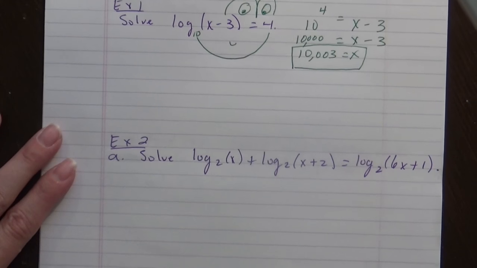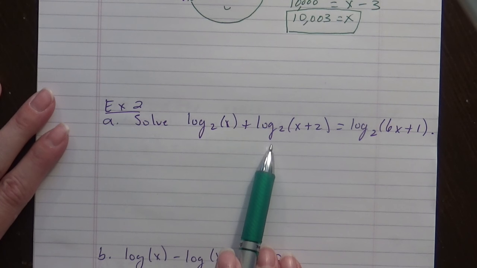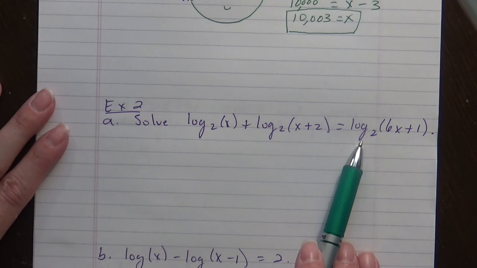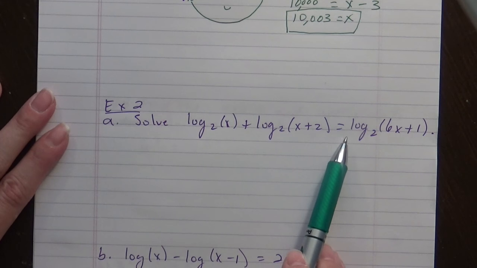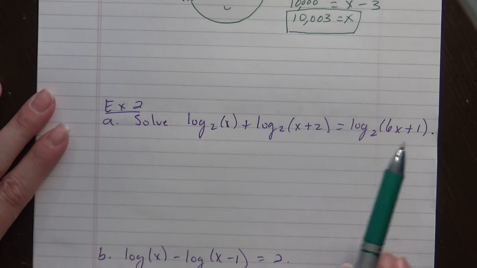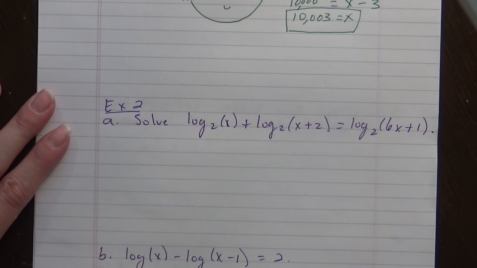Let's look at example 2. Example 2, part A. Solve log base 2 of x plus log base 2 of x plus 2 equals log base 2 of 6x plus 1. So we've got an equation. You've got two logarithms on the left and you've got a logarithm on the right. Think about the properties that we discussed in section 4.3. We had a product property for logarithms, or maybe we called it a rule, a product rule. We had a quotient rule for logarithms, and we had a power rule for logarithms. Do any of these apply here?